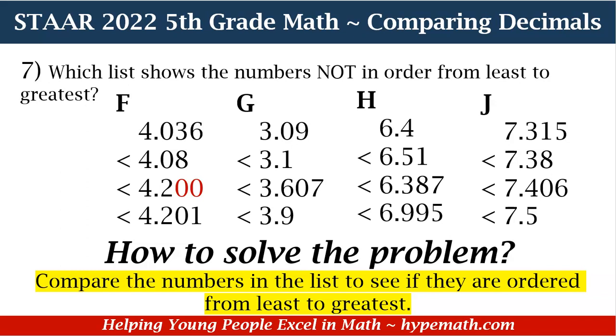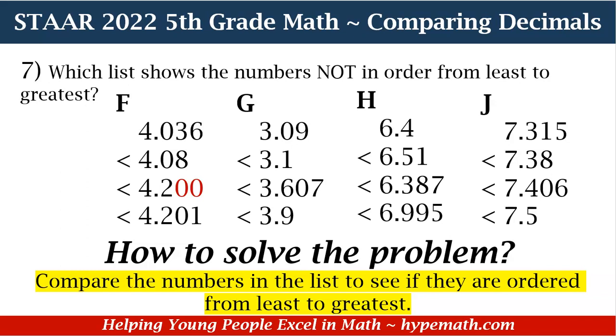Now let's move to G. We know that all of the numbers have a 3 in the ones place. Now we need to move to the tenths place, okay? And in looking at the tenths place, we see we have a 0, a 1, a 6, and a 9. Well, if we're looking for the order that is not from least to greatest, this answer choice is not it, because yes, 0 is the smallest number and we gradually go up, 1, 6, and 9 to the greatest number. So G is not our list.